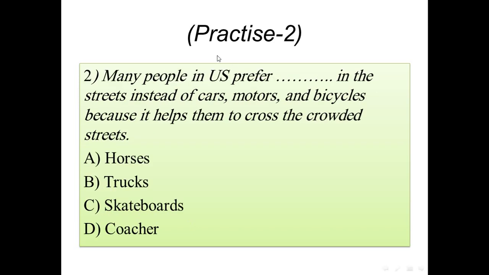Welcome to practice number 2. Many people in the US prefer blank in the streets instead of cars, motors and bicycles, because it helps them to cross the crowded streets. A, horses. B, trucks. C, skateboards. D, coacher.